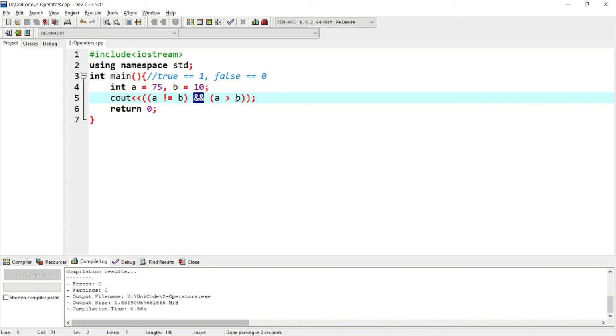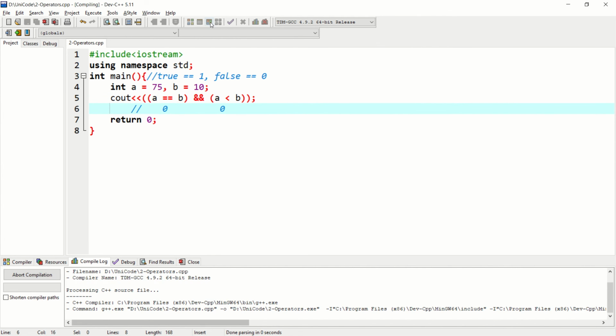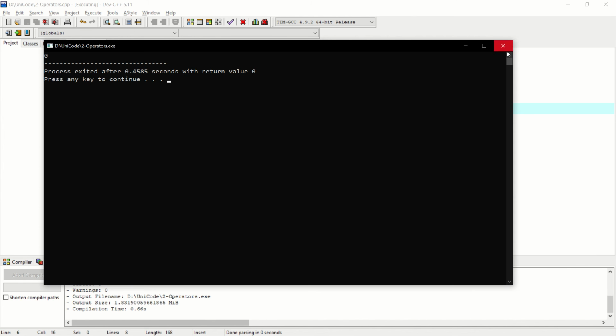But if I change the second condition, you can see here a 0. Why 0? Because this was 1, this was 0. Okay, so true and false, so it gives an output of false. Okay, this is the AND operation. Even if I make this an equal to, this is also 0. Okay, so here also you can see an output of 0.